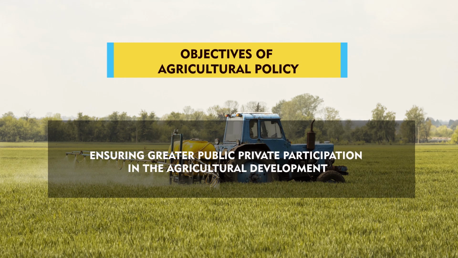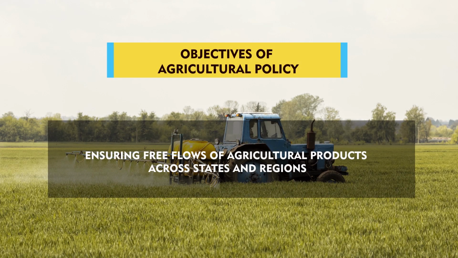Then ensuring greater public-private partnership in agriculture development is also another important objective. We have seen the public sector is doing a lot of investment in developing infrastructure in terms of roads or electricity, but we also need to encourage the private sector to invest in agriculture for developing market yards, for making implements available in rural areas, and by setting up agro-based industries.